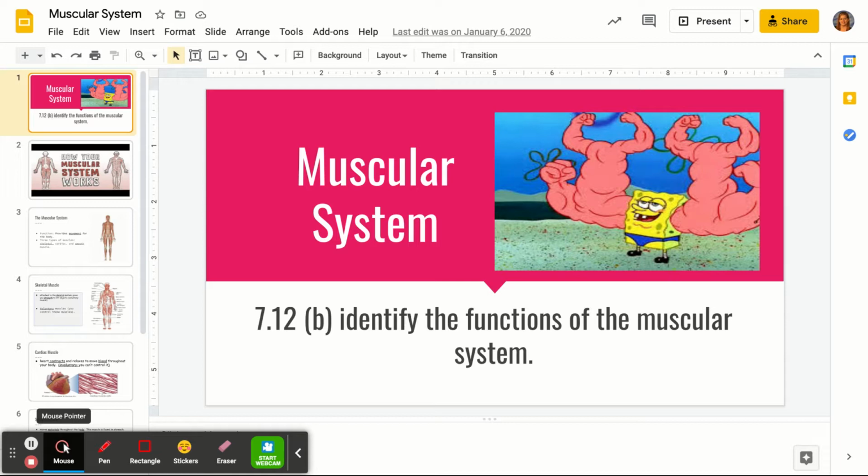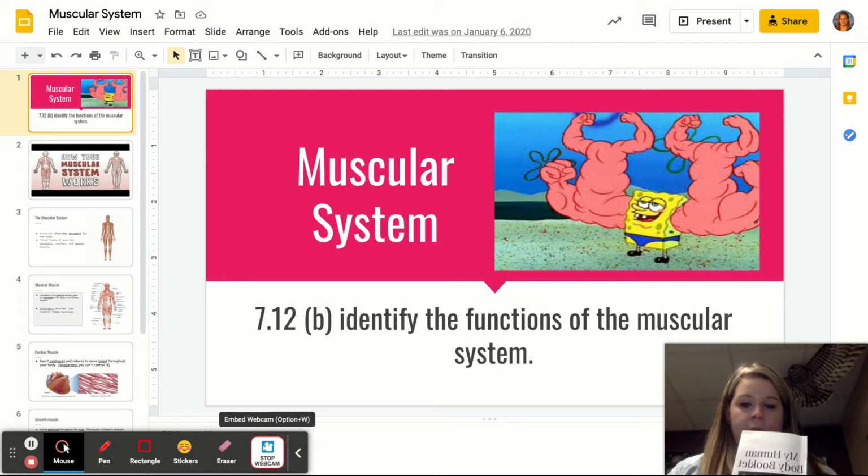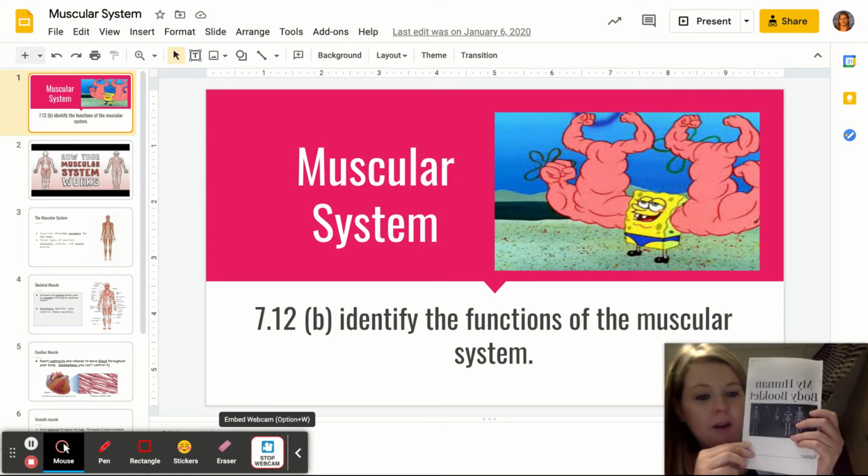Everyone, today, the next system we're going to talk about is the muscular system. Okay, so everyone should have their human body book right here.